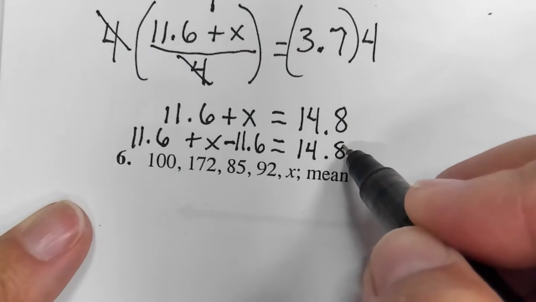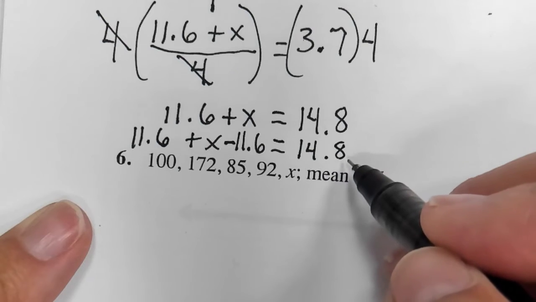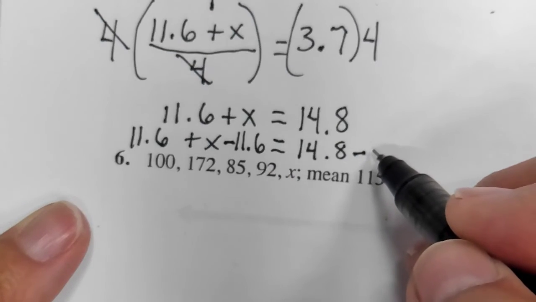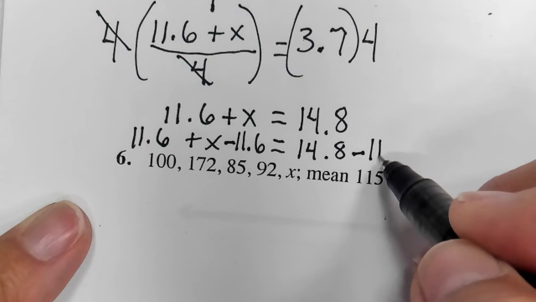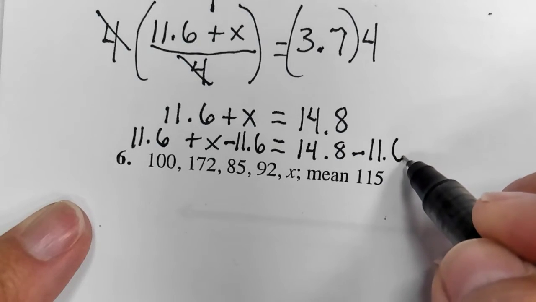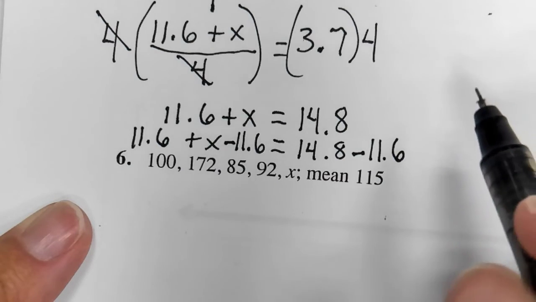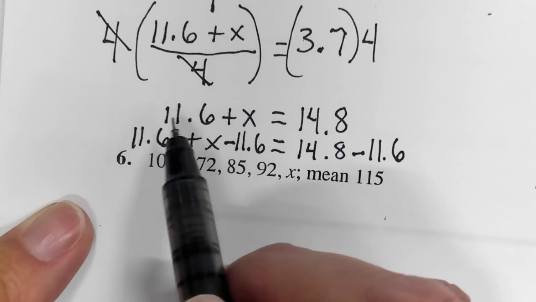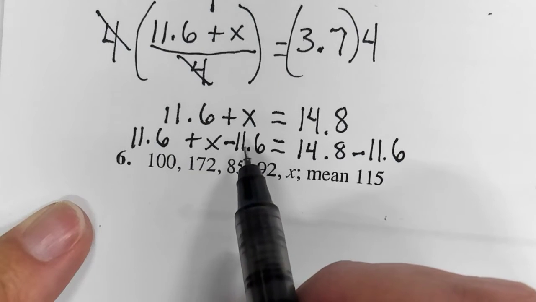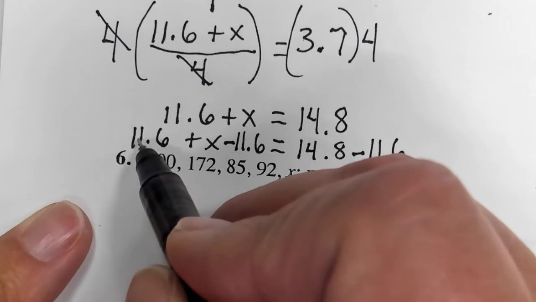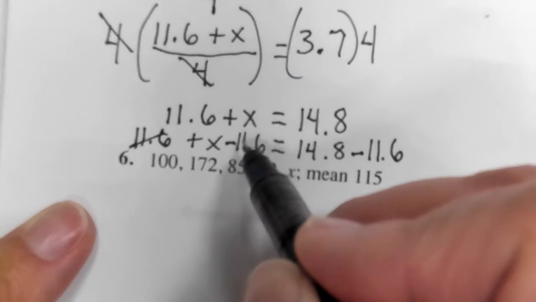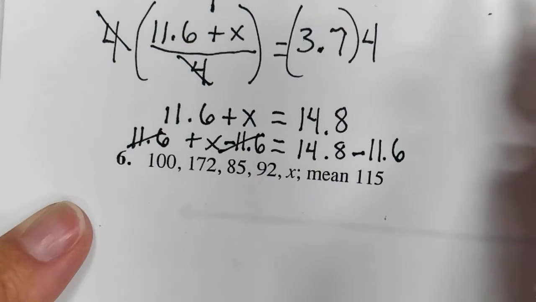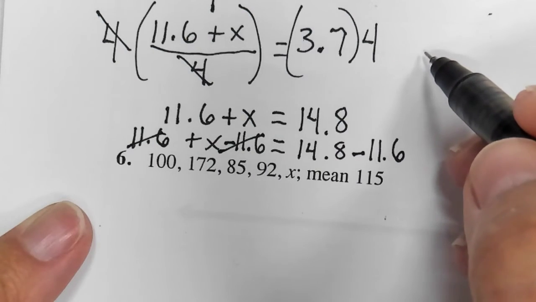So 14.8 also minus 11.6. Now the positive and negative 11.6 cancel each other out, and now I really will have to go up here.